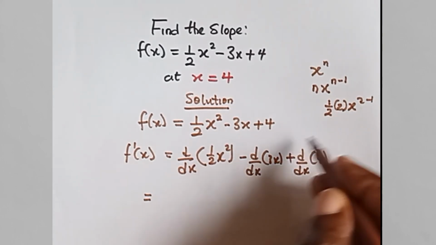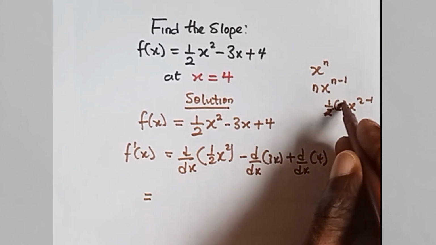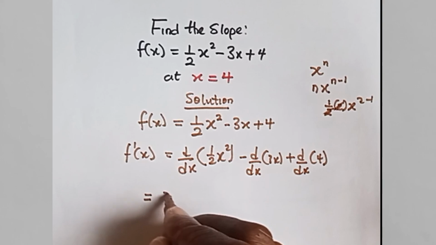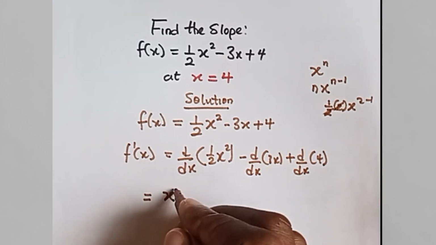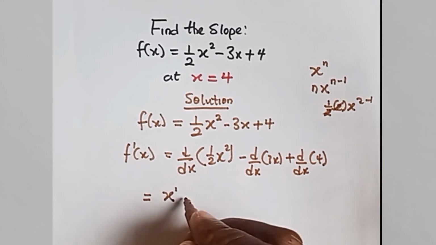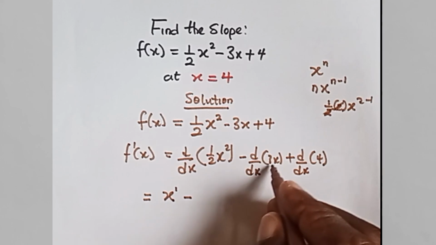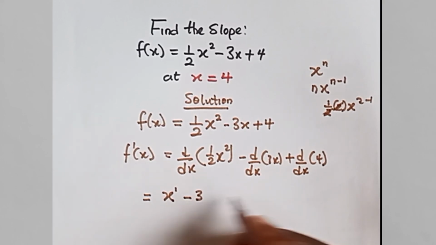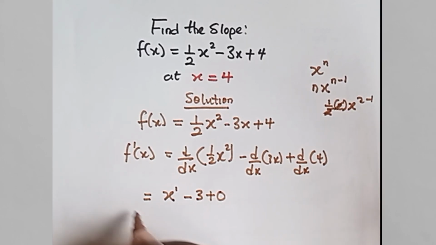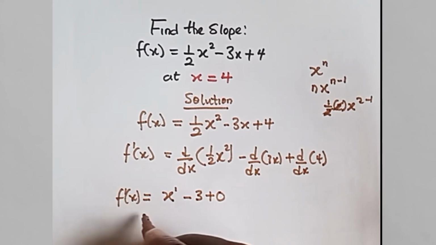By the time you do that, these two cancel these two. So we have x^(2-1), which gives us x. Minus, if you differentiate this, it's going to give us 3. And when we differentiate a constant, it gives us 0. So the derivative of this function gives us x - 3.